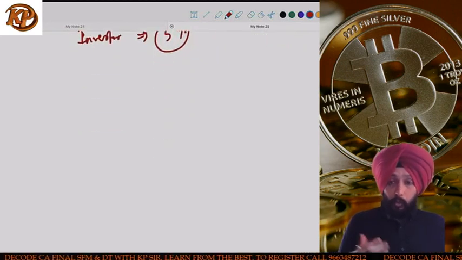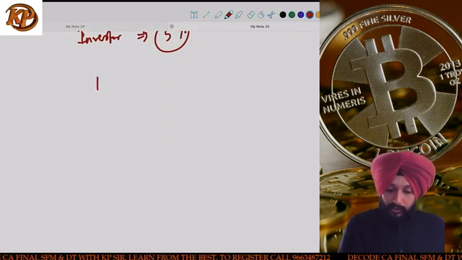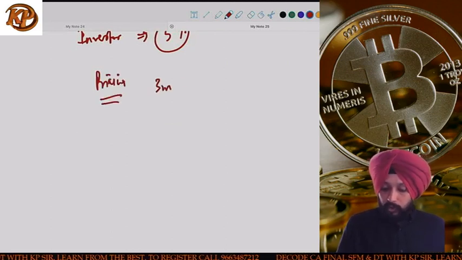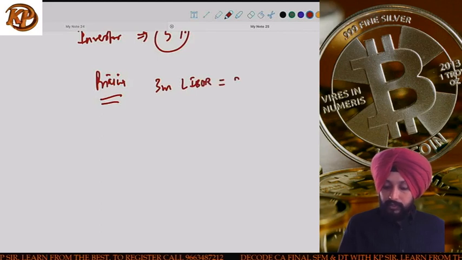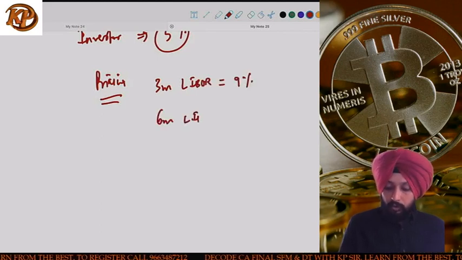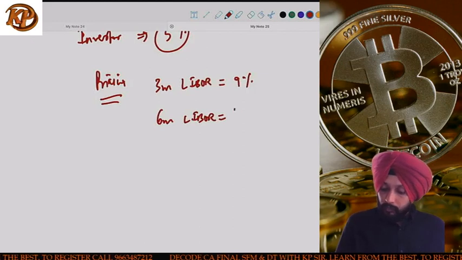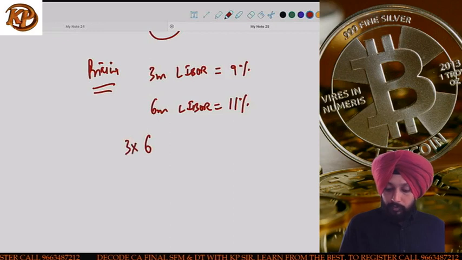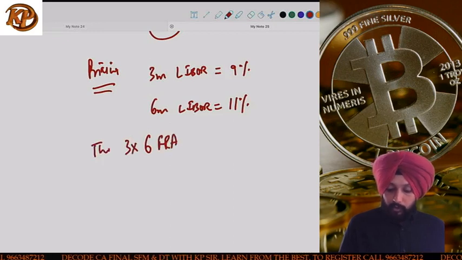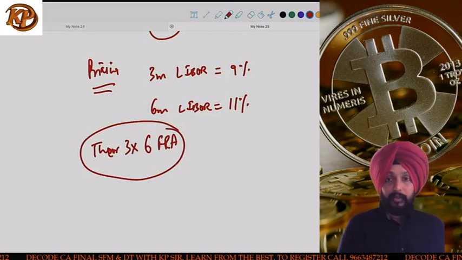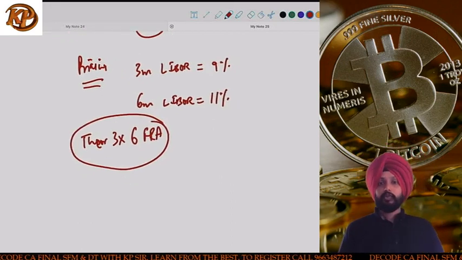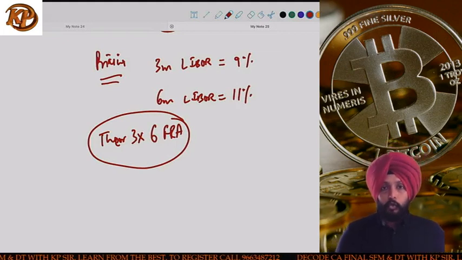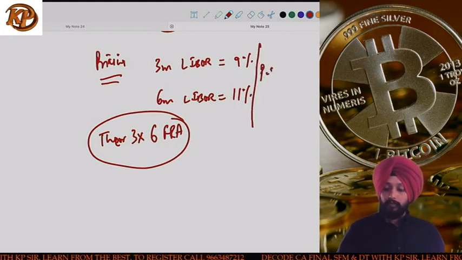Apart from that, one last topic which we did in FRA was pricing of FRA. As far as pricing is concerned, I told you the 3-month LIBOR is given as 9%, and the 6-month LIBOR is, let's say, 11%. If I ask you the theoretical price of a 3 into 6 FRA, how do we proceed in this case, guys? I told you certain steps. First of all, when you see 3-month LIBOR and 6-month LIBOR, you need to remember that the rates are always given per annum.